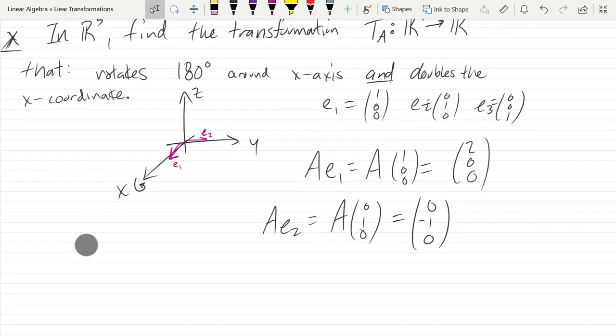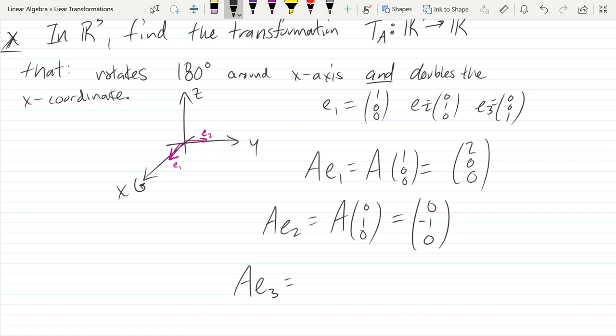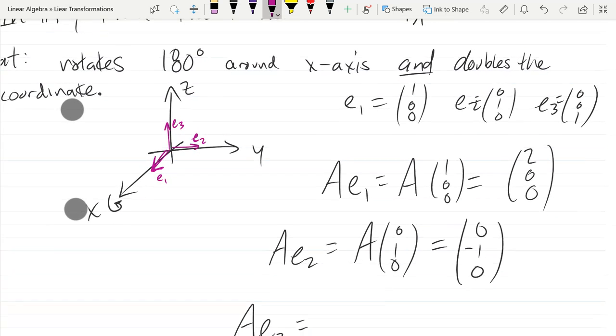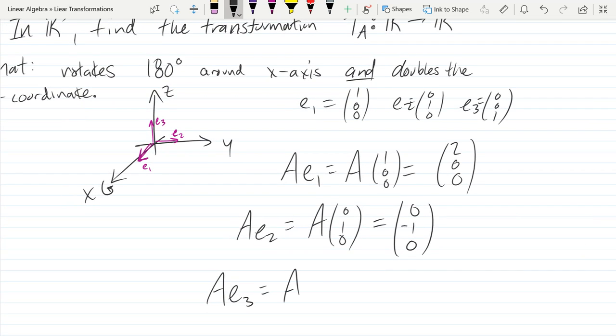All right, figure out AE3. So draw AE3 and figure it out right now. So what's it going to do to E3? Make it negative, so it will flip your z-coordinate around. All right, so we saw what it does to every basis element. We picked the easy basis elements to be reasonable.